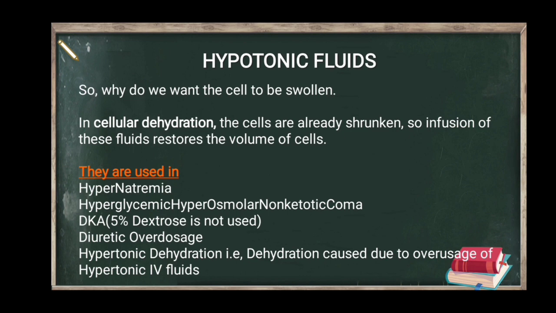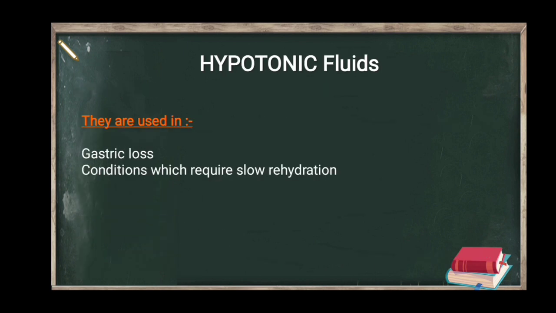Cellular dehydration is seen in hypernatremia, hyperglycemic hyperosmolar non-ketotic coma, diabetic ketoacidosis, diuretic overdosage, hypertonic dehydration, that is dehydration caused due to the overusage of hypertonic IV fluids. And also they are used in gastric loss and conditions which require slow rehydration.